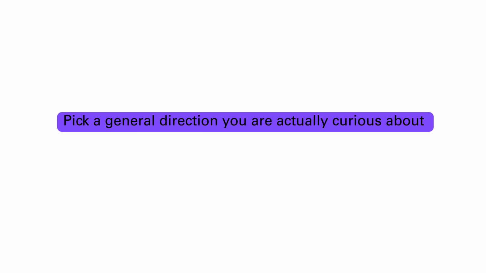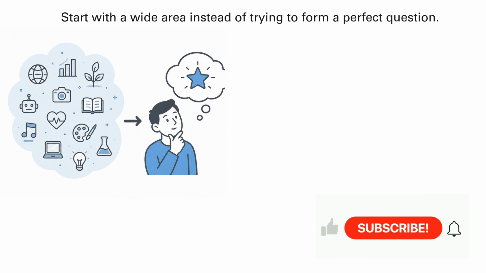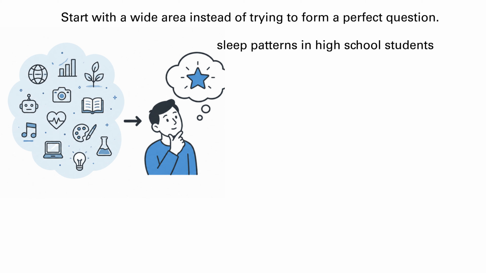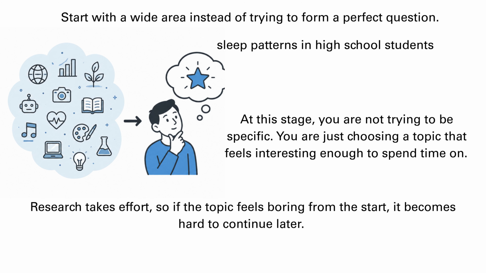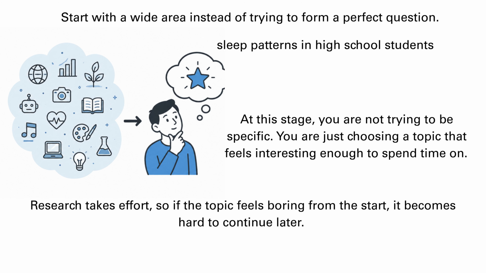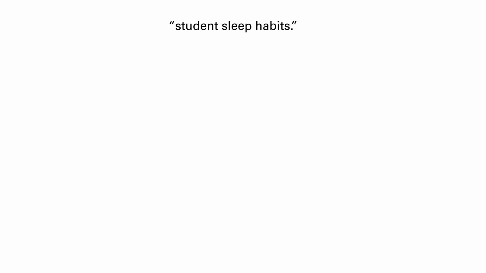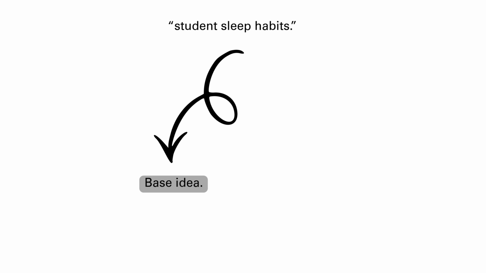Pick a general direction you are actually curious about. Start with a wide area instead of trying to form a perfect question. For example, think about something like sleep patterns in high school students. At this stage, you are not trying to be specific. You are just choosing a topic that feels interesting enough to spend time on. Research takes effort, so if the topic feels boring from the start, it becomes hard to continue later. Write it down in a simple way like student sleep habits. That is your base idea.